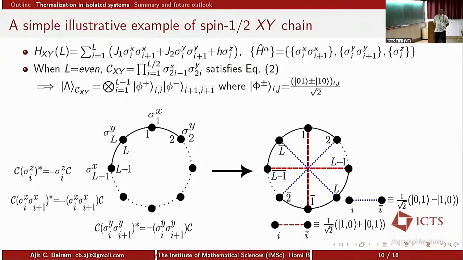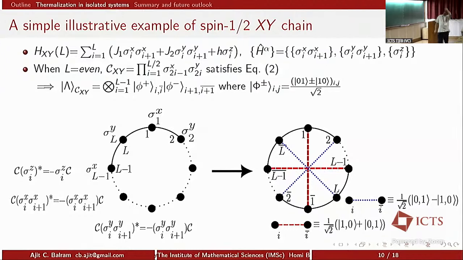And what I need is an operator C, which times K will anti-commute with each of these terms. Okay, so what is it that I can pick for C? What you can do is look at terms of this kind: you take sigma x at site 2i minus 1, and sigma y at site 2i. This will actually anti-commute with each of these terms.